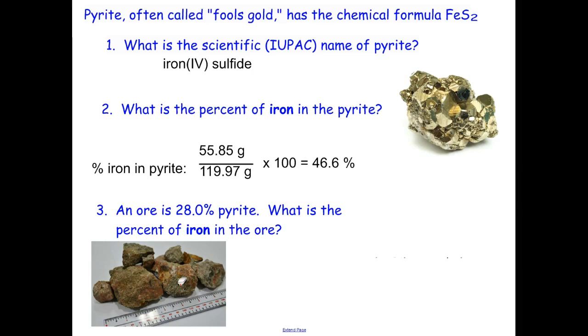To solve that, we need the percent of a percent. So 28% of the 46.6%. So in this rock, only about 13% of that rock is made of iron. All the rest of it is other stuff that we don't really care about. So that's how we solve percent composition problems. There are several for you to practice in the homework. We're going to use percent composition as we look at empirical formulas later.